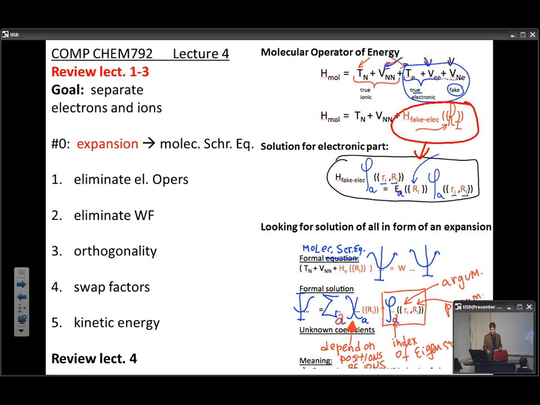And as our main achievement before the weekend, we agreed that one can look for a wave function of the whole molecule, everything, electrons and ions, as a superposition, as a sum of these electronic functions that come from the electronic part with some unknown coefficient.